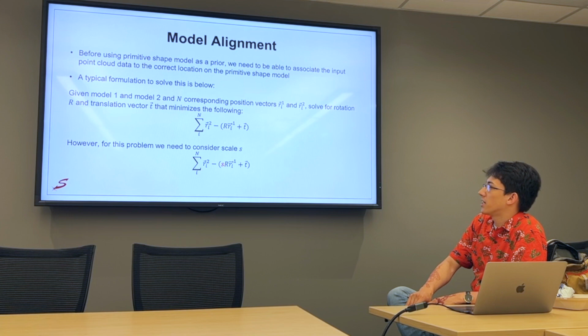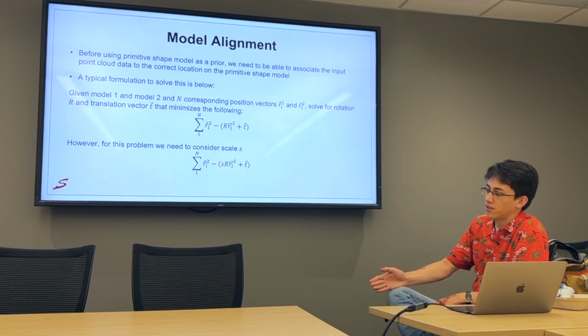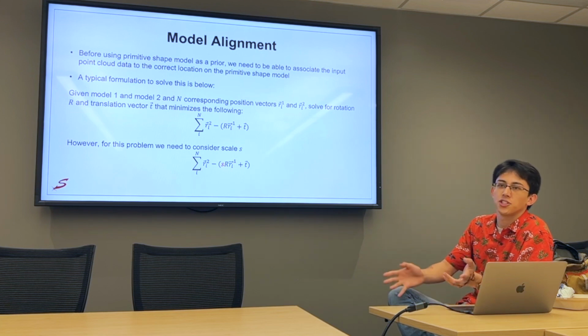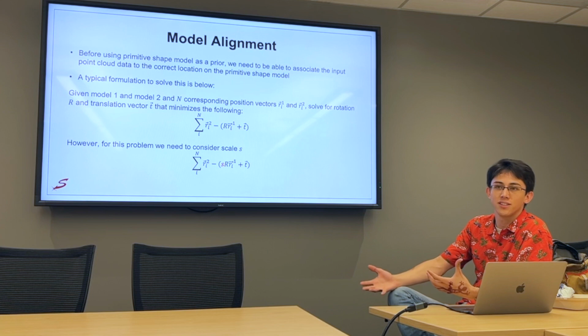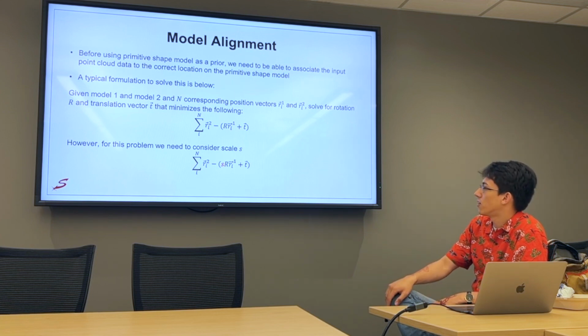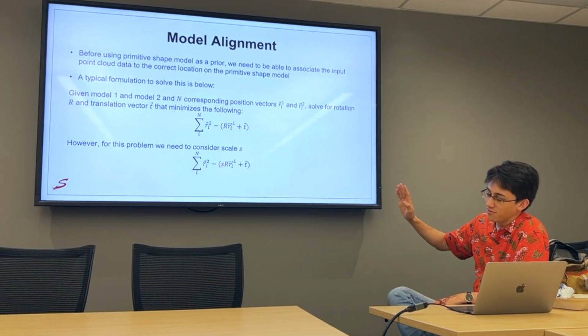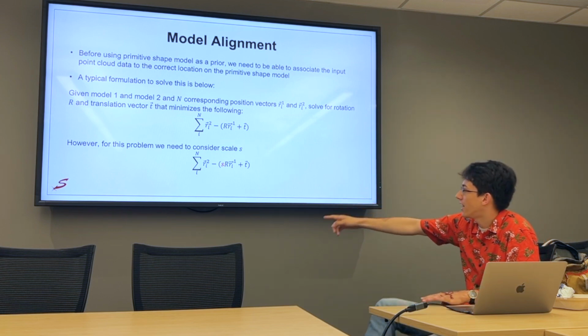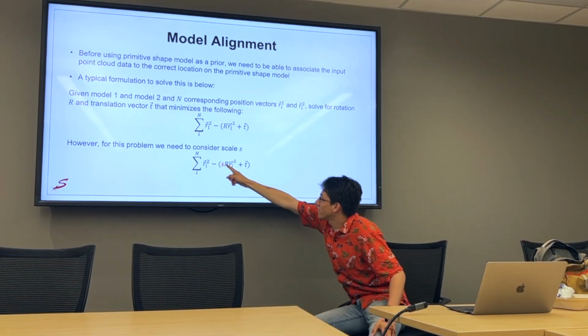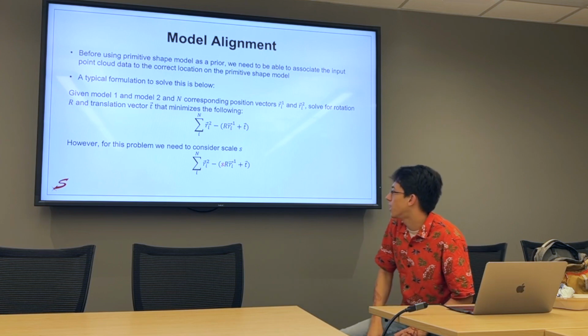But for this problem, we actually needed to consider the scale, S, because the neural network output only gives you the general shape. It doesn't tell you how big the target actually is. So that was the only twist to this problem, where you had to add this scalar factor S into this optimization problem.